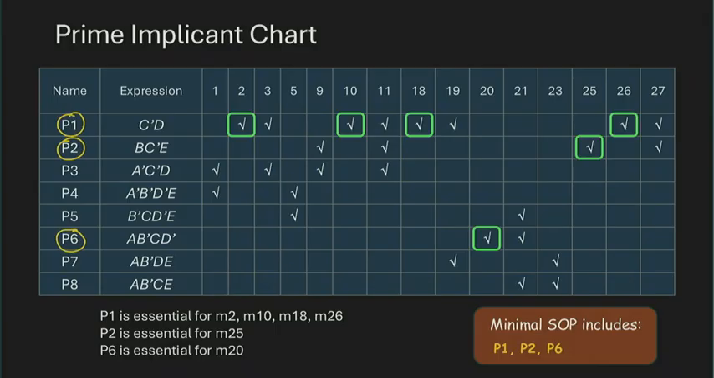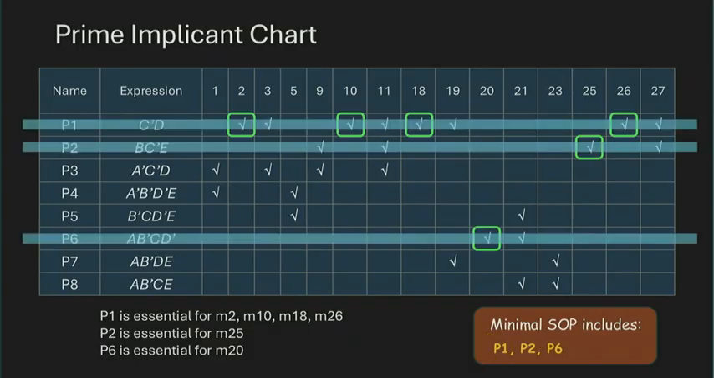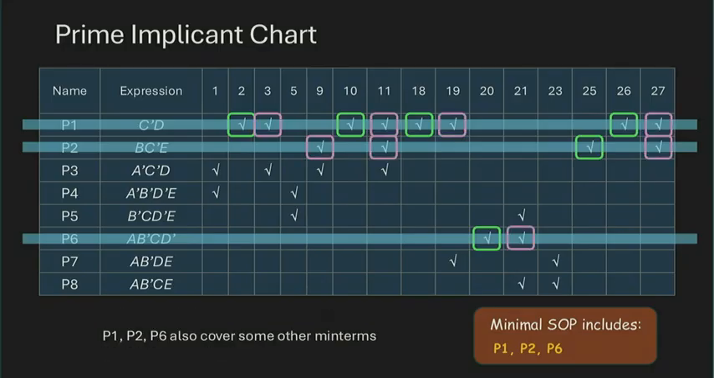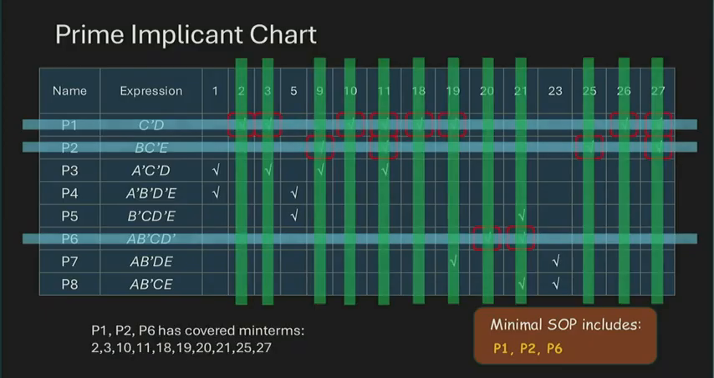All right, so I would include those three implicants in my minimal expression to take the sum of those three implicants. And once I do that, these implicants are included, and any minterms covered by these implicants can also be eliminated from the table. So these are the other minterms covered by the 3 essential prime implicants. I can ignore those columns to simplify my table greatly.